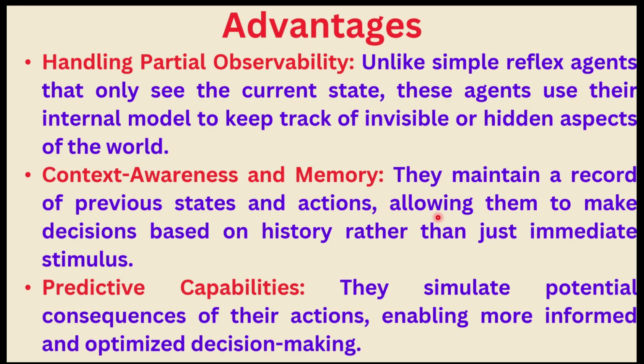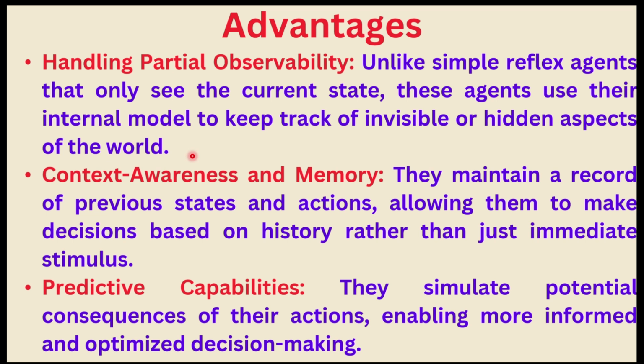Now the advantages. It is going to handle partial observability. Unlike simple reflex agent, which will see only the current state, here they use the internal model to keep track of hidden aspects of the world. Whenever they want to keep track, based on that they are going to take decision. So it is going to handle partial observability.